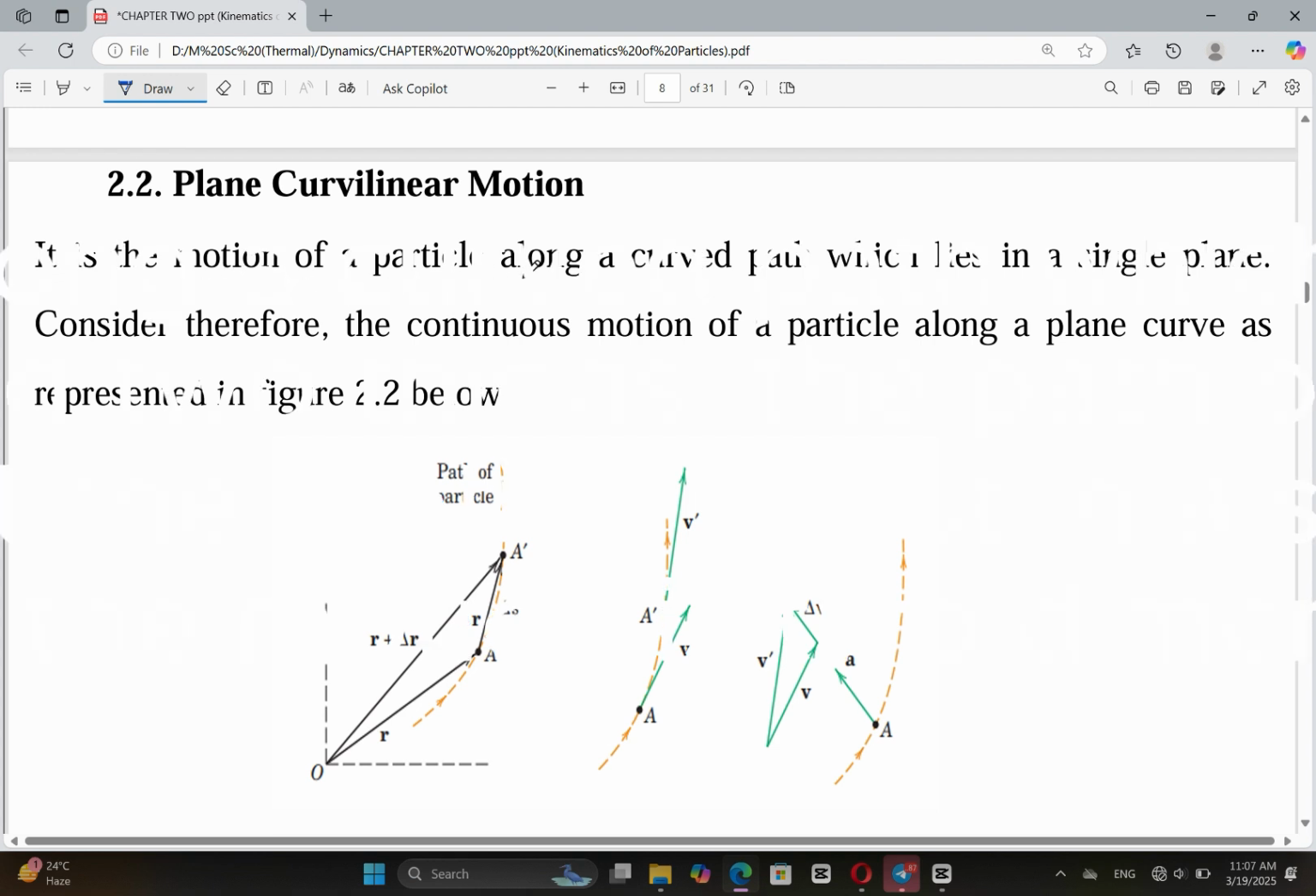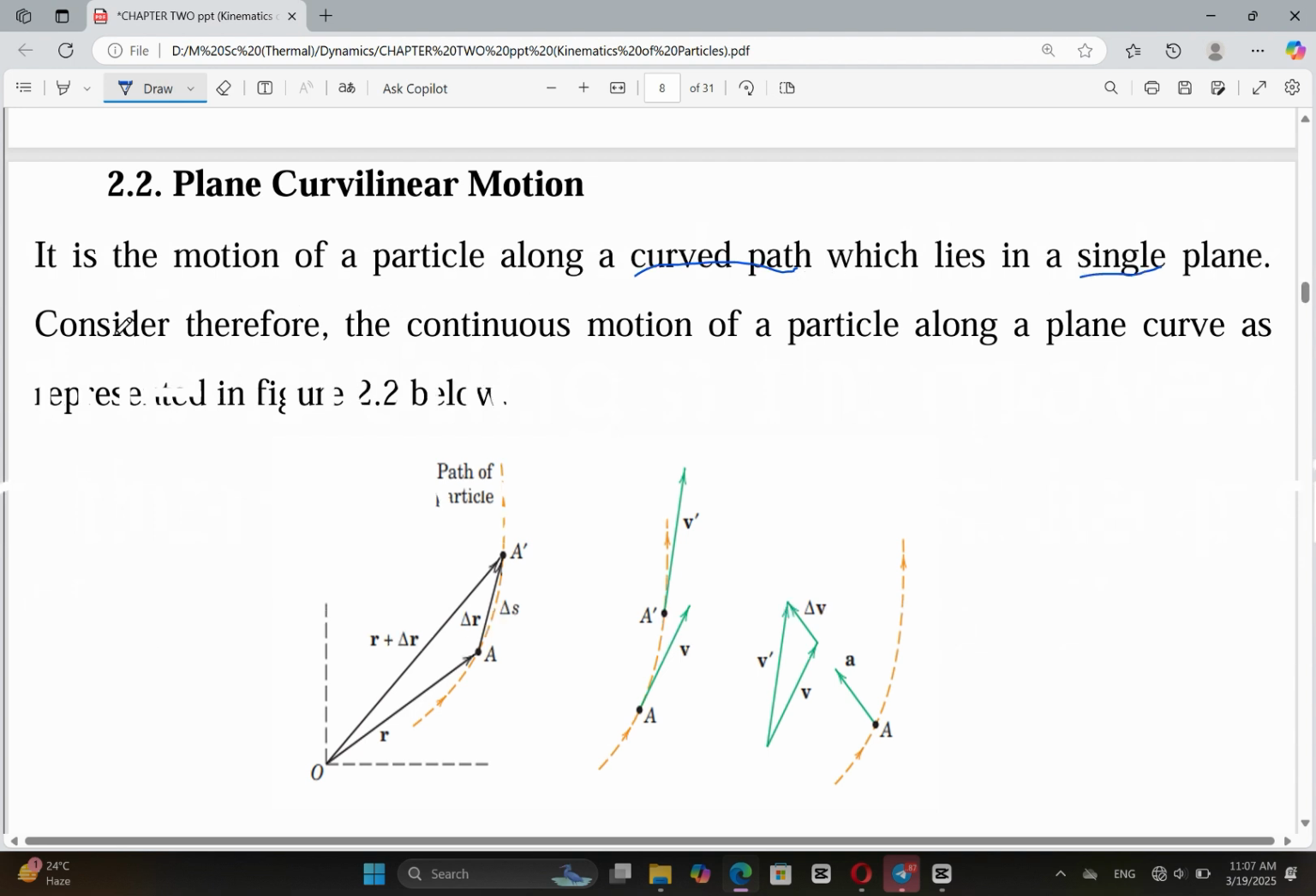A particle is moving along a curved path which lies in a single plane. Here you need to understand two things: the path of your particle, which is curved, and that the motion is just in a single plane. That means the motion is two-dimensional only. Now let's consider the motion as it moves through the curve from point A to point A prime.